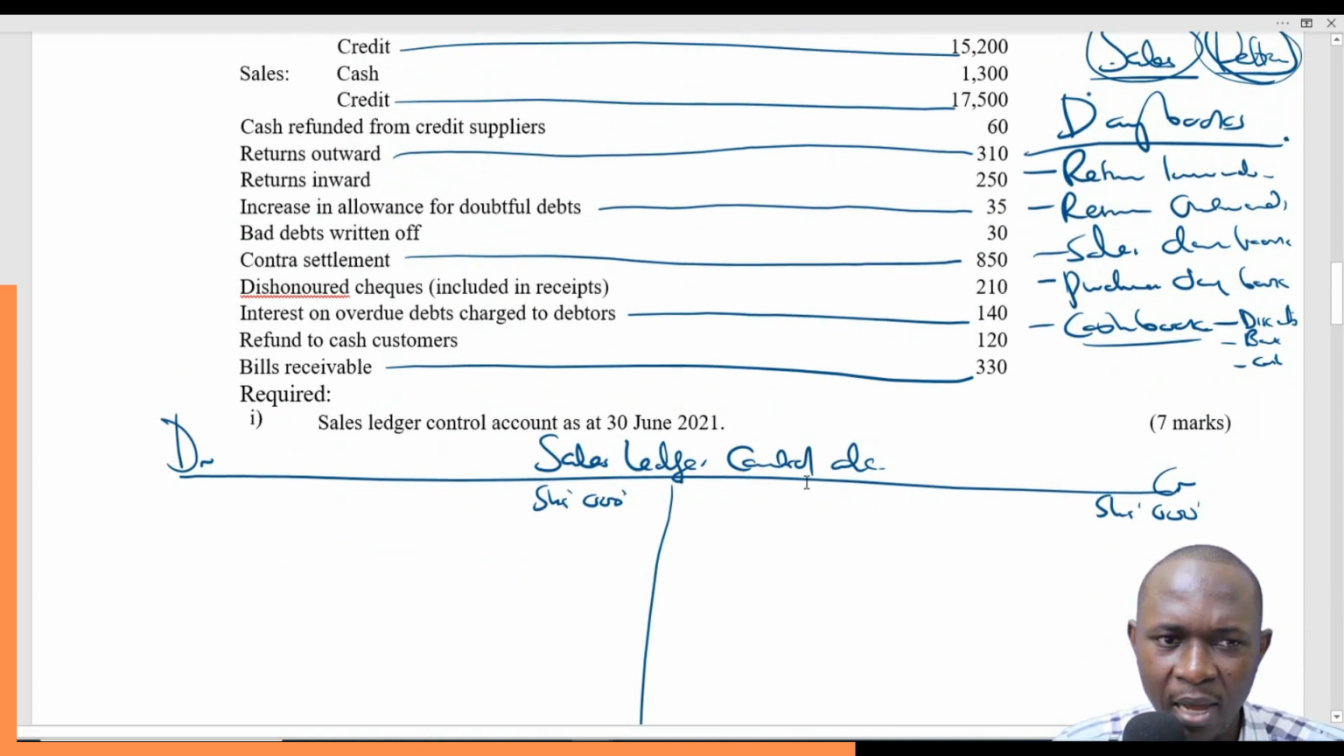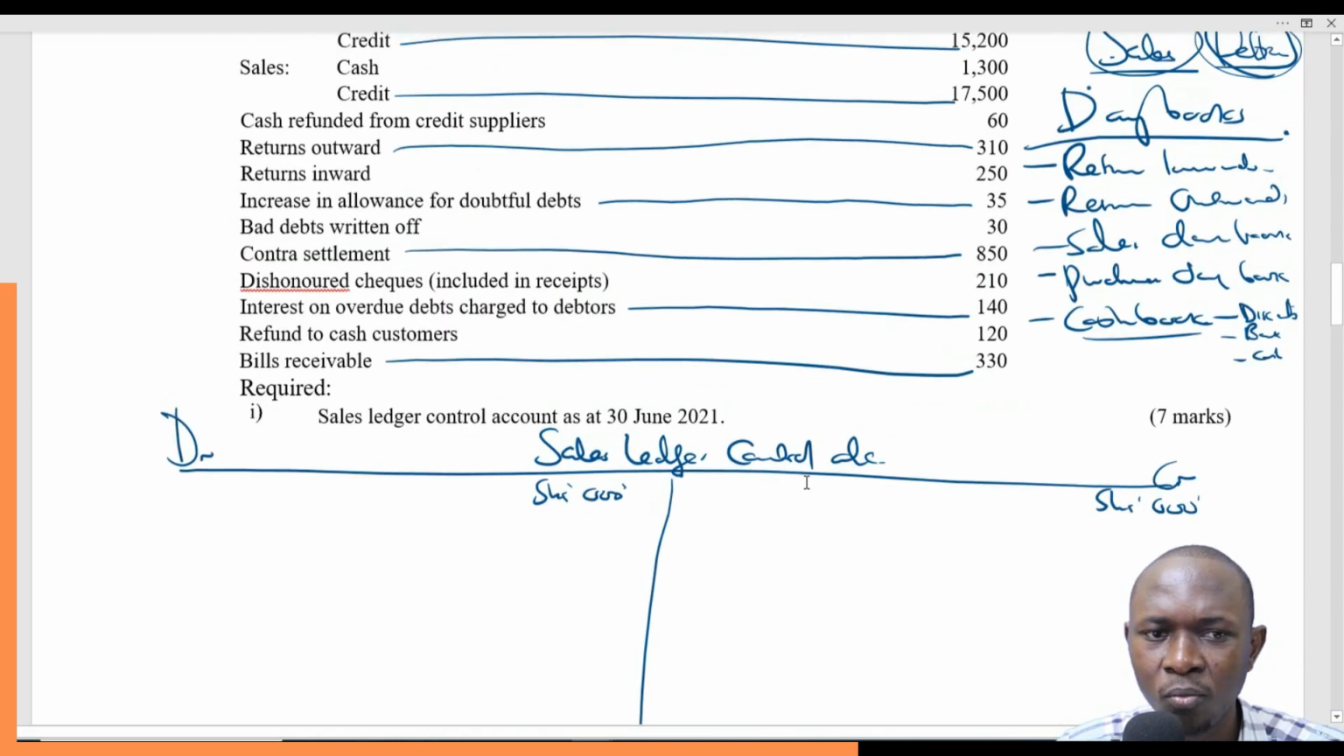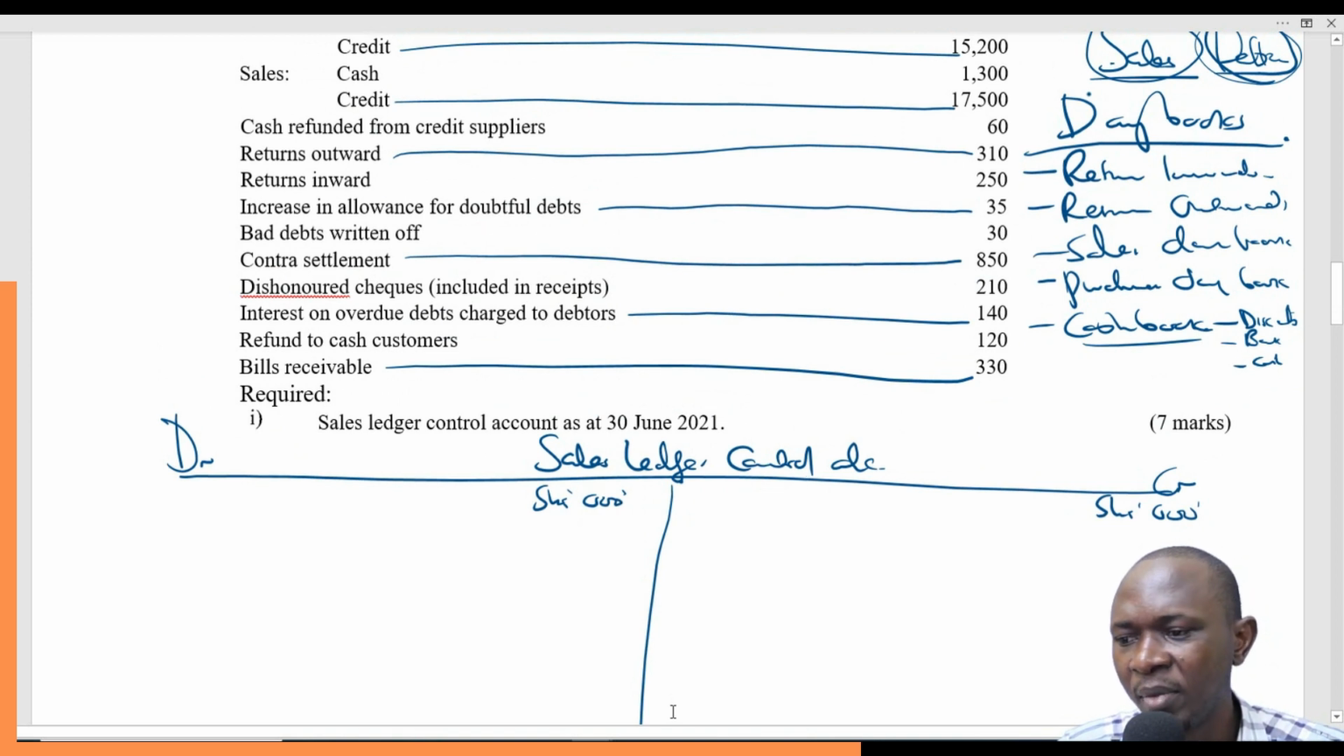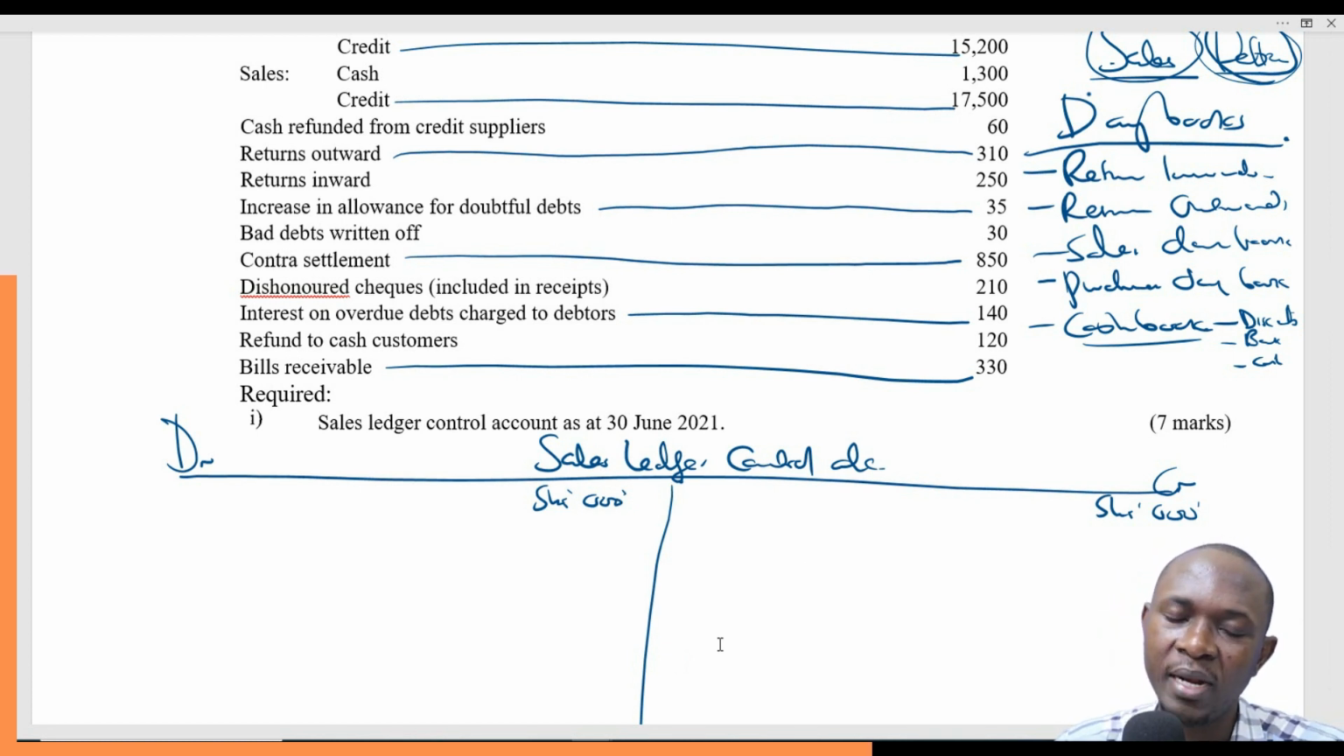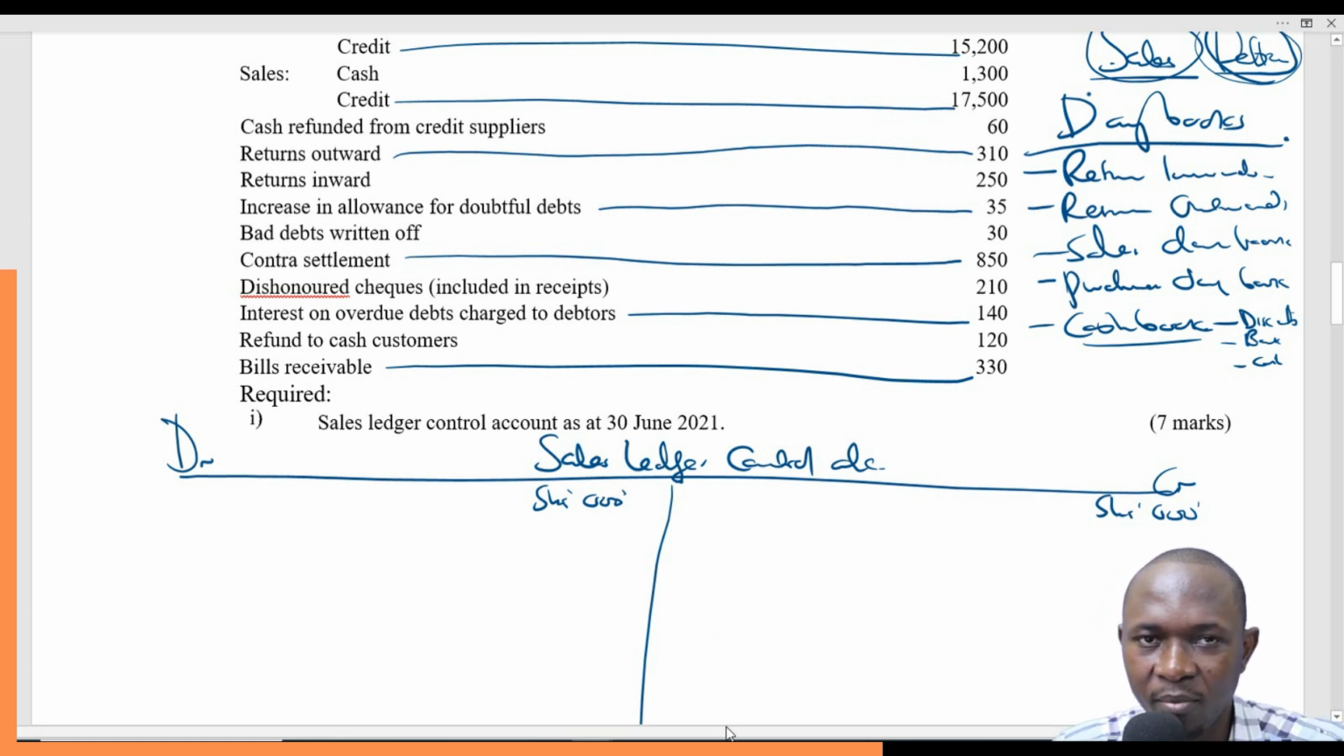Now, normally we'll have two balances at the beginning. Depending, we might have in the sales ledger a debit balance and a credit balance. A credit balance will appear when there's an overpayment maybe by the customers. But if it's just normal, we expect the balance to be on the debit side. And then, of course, we go on and fill all the other information.